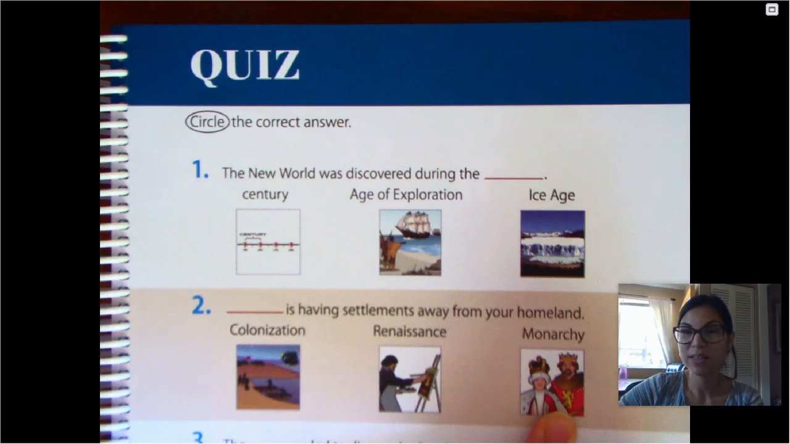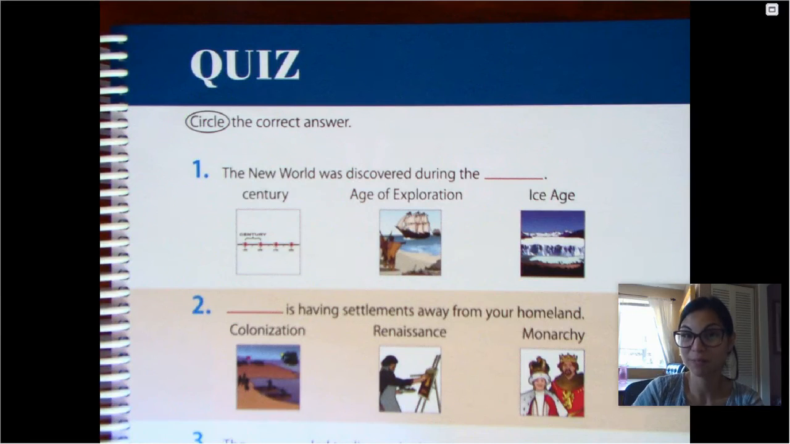Well, what did Miss Friend just talk about in the last reading passage? About settlements. And here's a hint, this word starts with the letter C. All right, you can also use your vocabulary sheets from the previous two weeks to help you out as well.